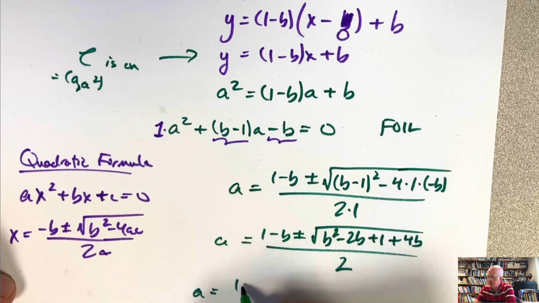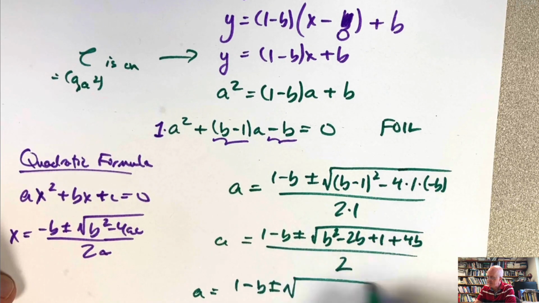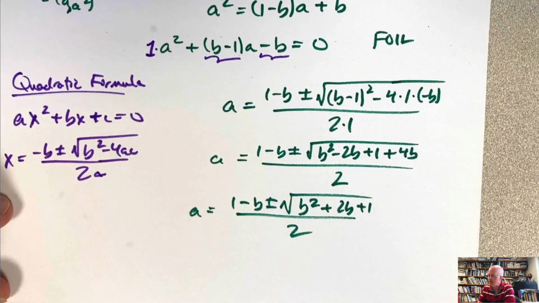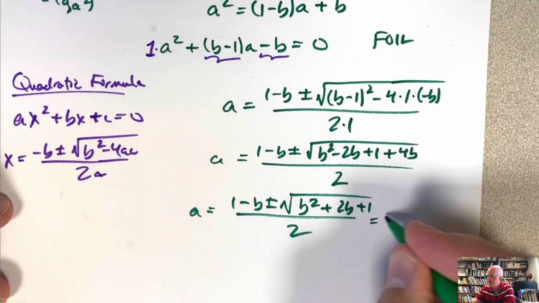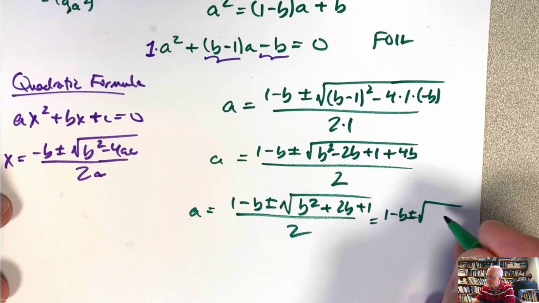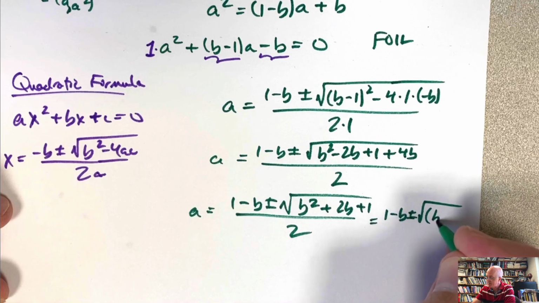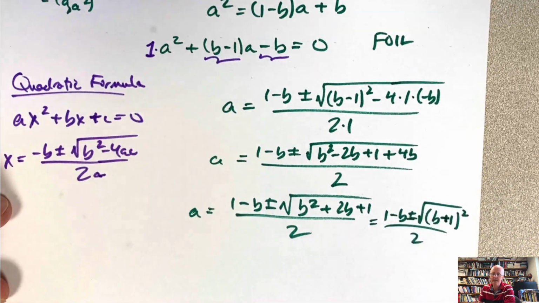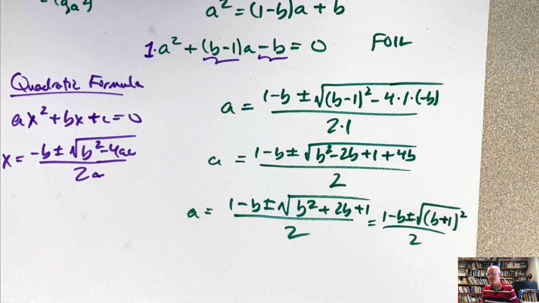Don't give up. Simplify some more. Negative 2b plus 4b is positive 2b. Are we done? No, this can be simplified some more. This thing can be factored as b plus 1 quantity squared. Now that might not be obvious at all to you, but it is true. It's something to be able to recognize.